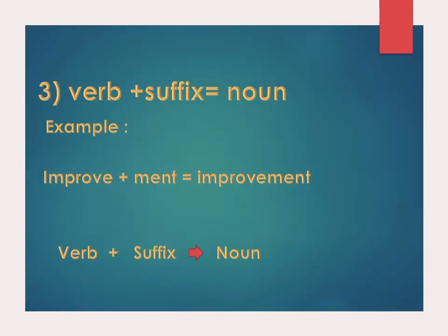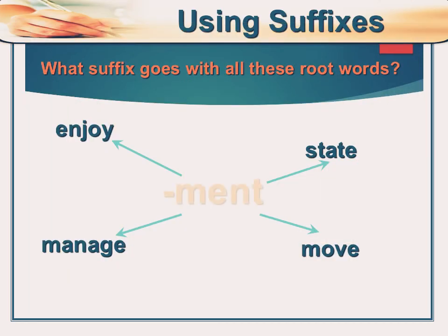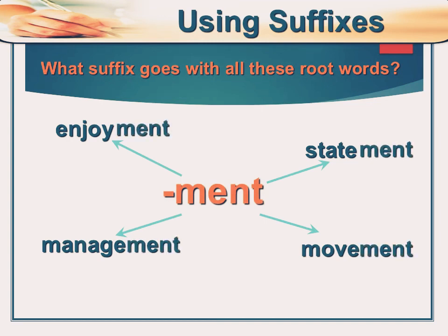Another case of obtaining a noun is through the attachment of a verb plus a suffix. For example, improve plus the suffix ment derives the word improvement, which in this case is a noun. Manage, management. State, statement. And move, movement.